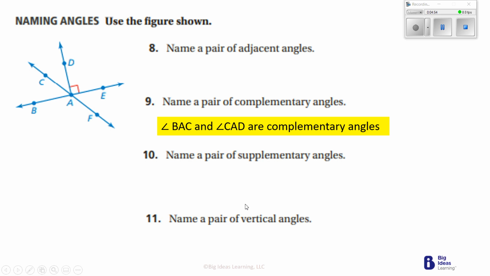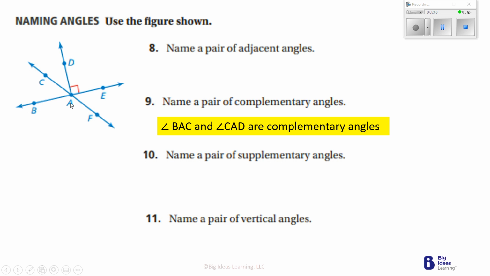Number 11 says name a pair of vertical angles. Vertical angles are angles that are opposite each other. The only angles that are opposite each other that equal each other are CAB and FAE. I could also say that CAE and BAF are also vertical angles, but I'm worried that they're going to say this DA line here is going to mess that up.